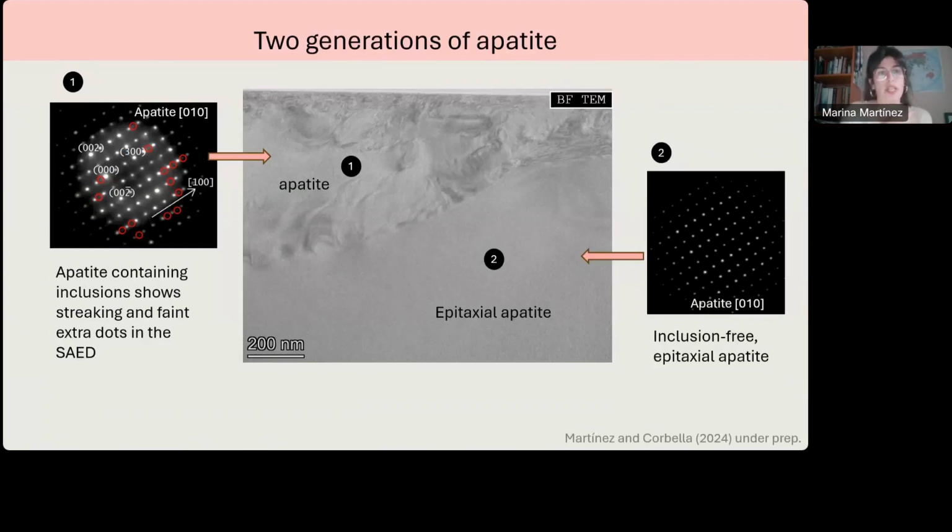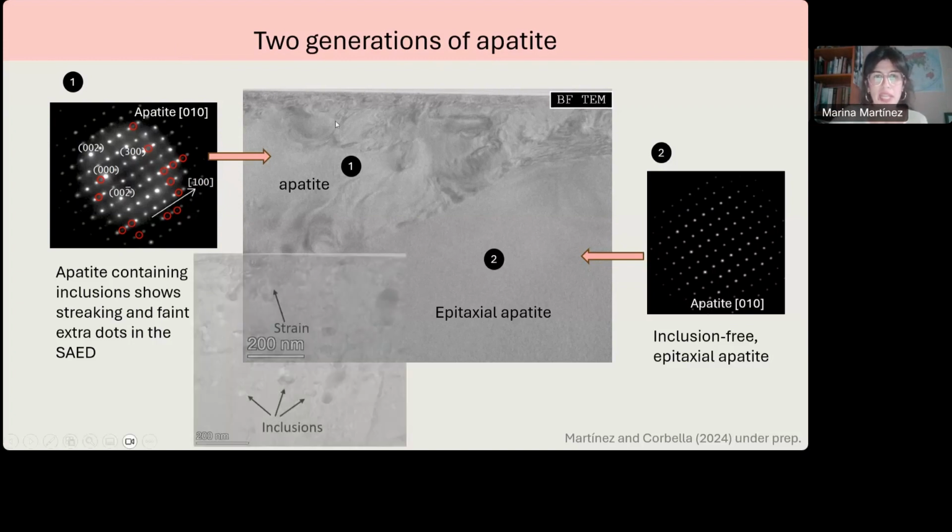And also another evidence for this story is that in the diffraction pattern of apatite that contains the inclusions, we have these faint dots that are more or less in the middle of the apatite diffraction pattern, which we think is due to this high strain in the apatite structure due to the inclusions, in contrast to the epitaxial apatite, which is inclusion-free, and the diffraction pattern is very clean.